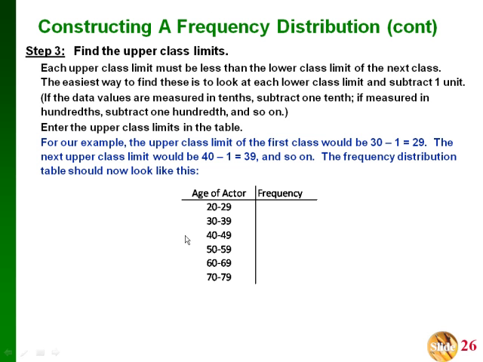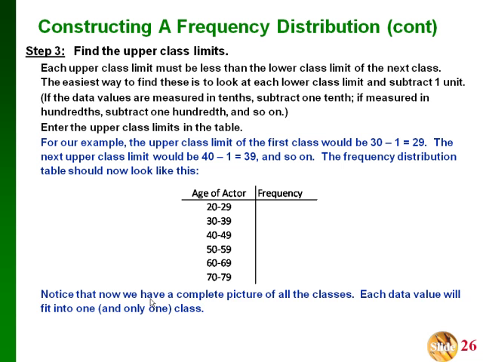Okay, so again, if our lower class limit for the second class is 30, that means our upper class limit here is 1 less than that, so that would be 29. And notice when you get all these upper class limits done, they all differ by 10 also. Now we've got enough classes that we can fit each one of the data values into one of these classes. There's no data value that will be left out, and each data value will only be able to fit into one of these classes.